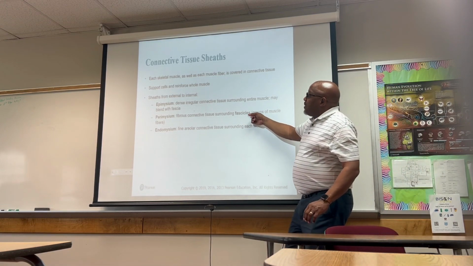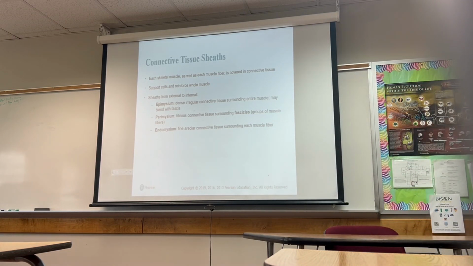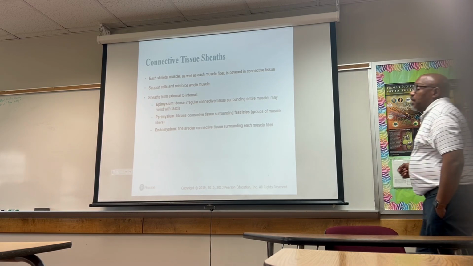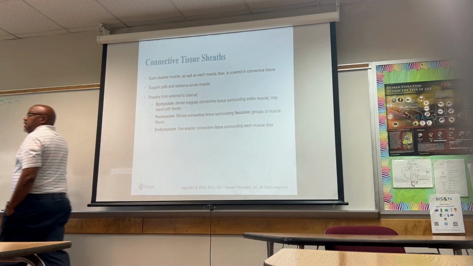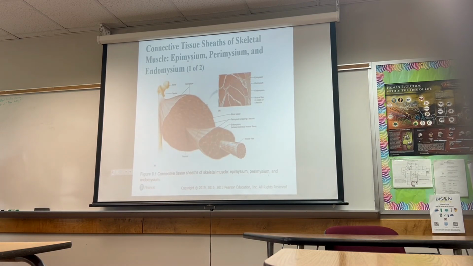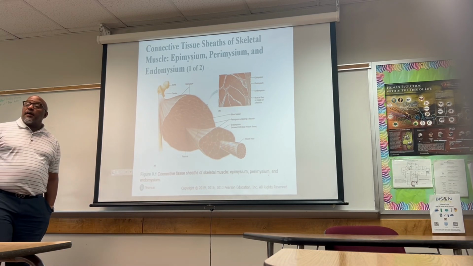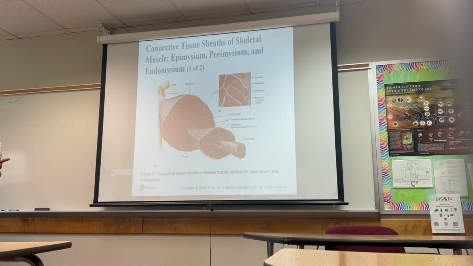Then, the perimysium, muscles are divided into smaller groups called fascicles. There's a connective tissue going around the fascicles. And then, the endomysium is the connective tissue going around one individual muscle cell. Let's go to a picture, we'll come back. Here's a picture. This is a good picture, you guys, okay? Here's a picture which shows us epimysium, perimysium, and endomysium.